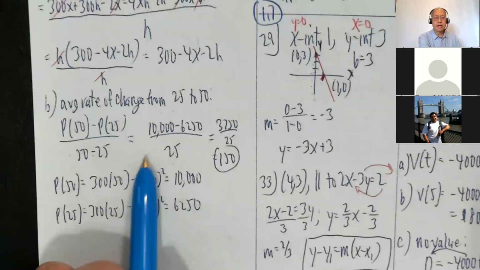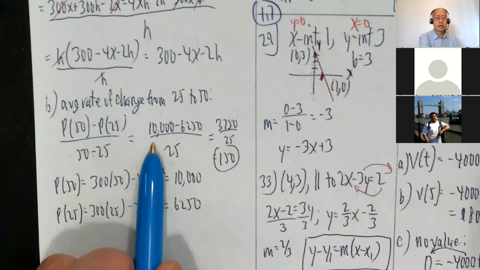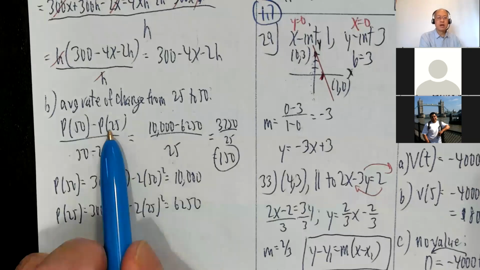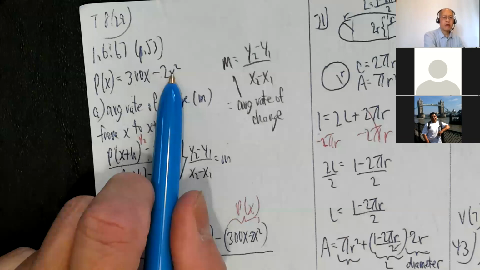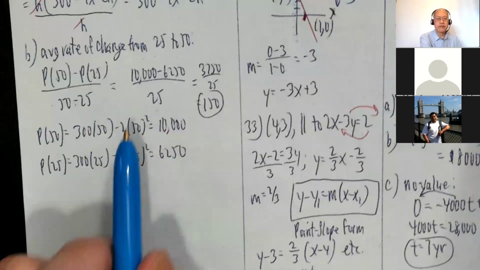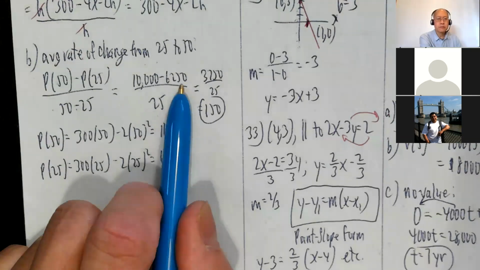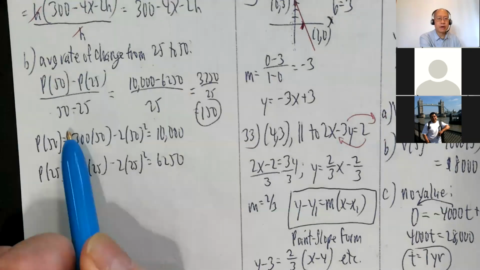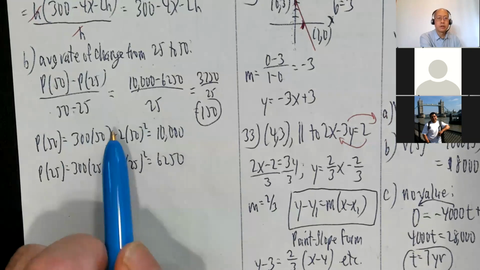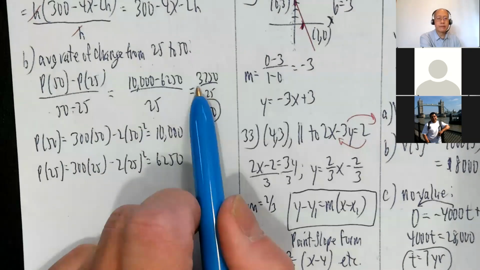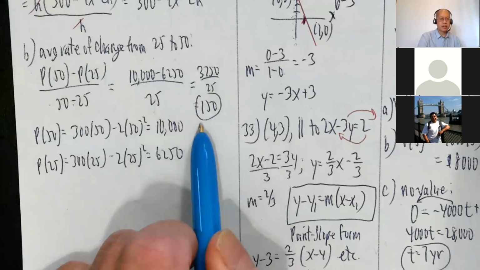It comes out to be 10,000. Do the same thing for 25. Plug in 25 right there, 25 right there, grind it out. Comes out to be 6250. And divided by 50 minus 25 is 25. So 3750 divided by 25 is 150. So the answer is 150.